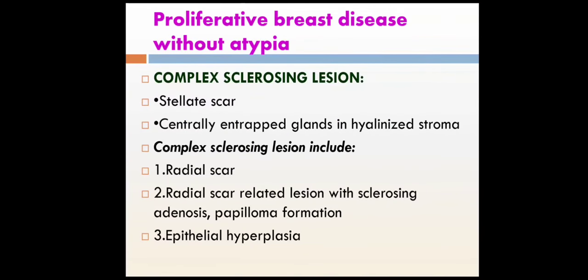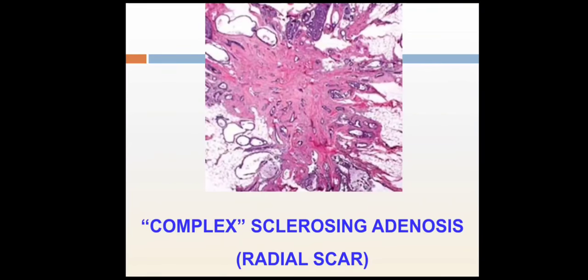Proliferative breast disease without atypia, the third one is complex sclerosing lesion. Again, a stellate scar with centrally entrapped glands and hyalinized stroma will be there. Complex sclerosing lesion will include a radial scar related region with sclerosing adenosis and papilloma formation, then epithelial hyperplasia. So this is a complex sclerosing lesion with a central radial scarring, and the dilatation of the ducts or acini will be adjacent to it.